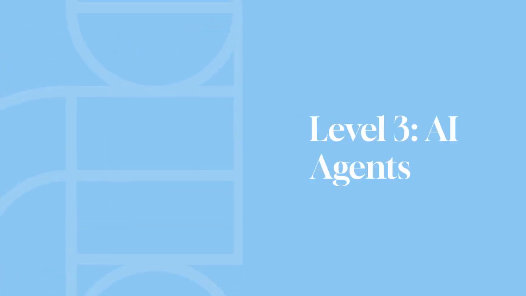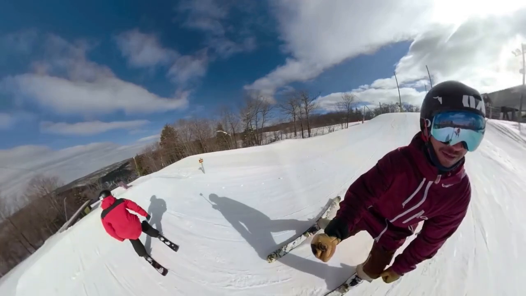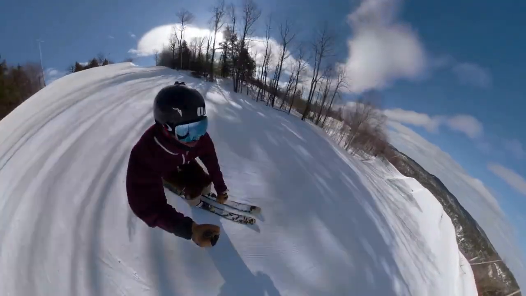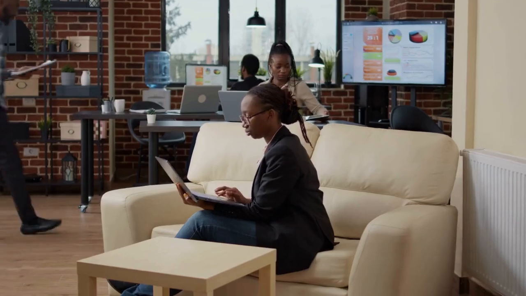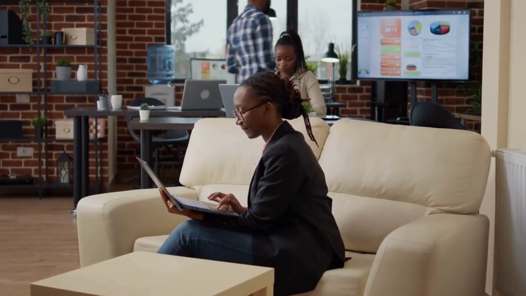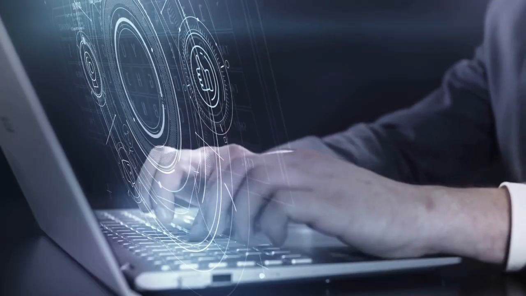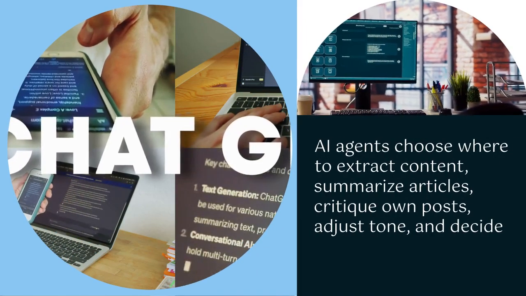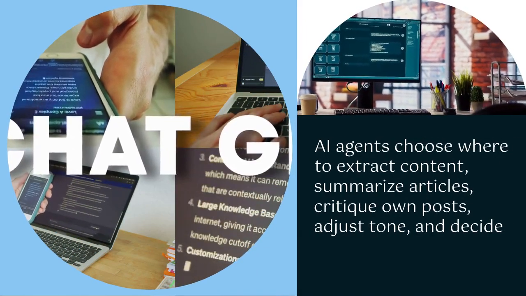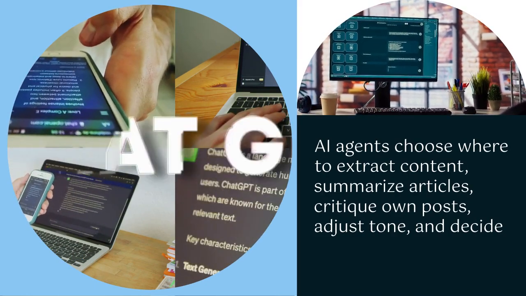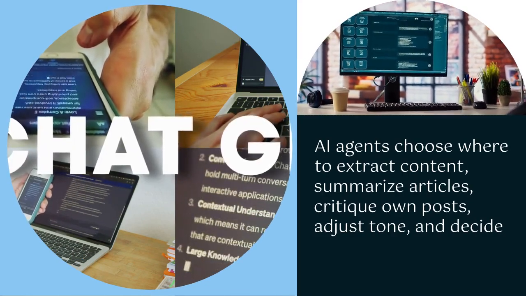Now comes level 3, AI agents. These are not just smart, they are goal-oriented. You give them an objective, and they figure out the steps themselves. For example, suppose your goal is to post a high-performing LinkedIn update based on the top 5 news stories. A workflow would just follow the steps you set. But an agent would choose where to extract content, summarize the articles, critique its own post, adjust the tone, and decide the best time to post, all without you prompting each move.